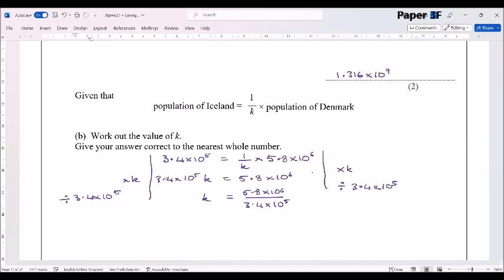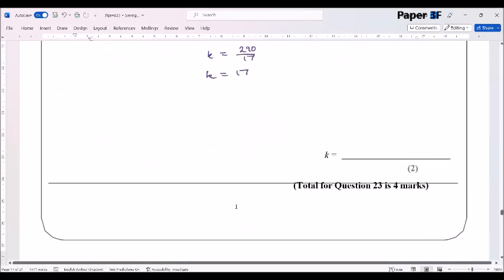If you type that into the calculator exactly as it's written using the fraction key, 5.8 times 10 to the power of 6 over 3.4 times 10 to the power of 5 comes out as 290 over 17. So k is equal to 290 over 17. But that's not what they wanted. It says give your answer correct to the nearest whole number. So when you organize that, it comes out as k is equal to 17.